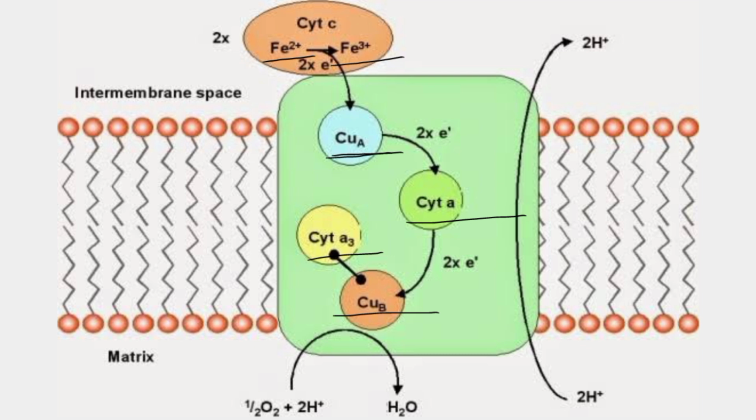The cytochrome C oxidase reaction is complex. It transfers 4 electrons from 4 cytochrome C molecules and 4 H+ ions to molecular oxygen to form 2 molecules of water.